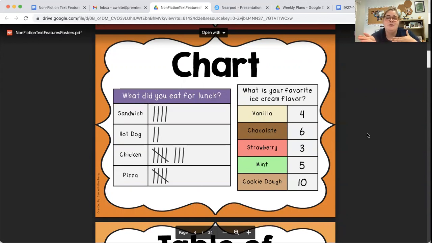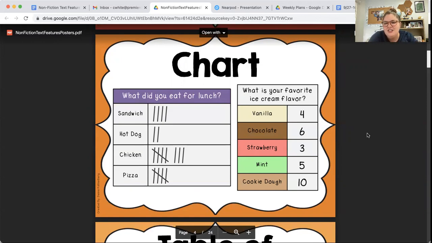So say we were reading a nonfiction book about how ice cream is made or just general information about ice cream. This chart might be in that book because they may have done a survey asking people what their favorite flavor of ice cream is. And reading this chart, we know that a lot of people liked cookie dough, 10 people liked cookie dough, and the next was chocolate at 6 people.